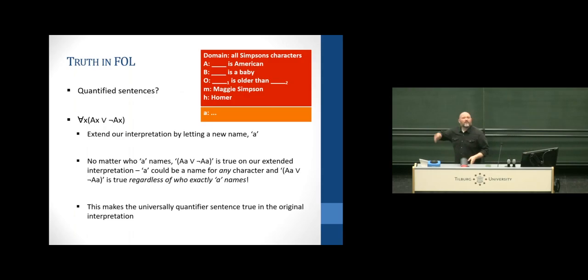Assign it to Groundskeeper Willie. Assign it to Maggie. Assign it to Homer. Assign it to the space aliens. Go nuts. Doesn't matter who A actually picks out, because the sentence is always going to be true. That's the kind of underlying thought here. But again, the core thought is that a universal claim is true if you can replace the associated variable with everything in the domain. If there's even one thing that you can plug in there that doesn't make it work, then the universal is false.